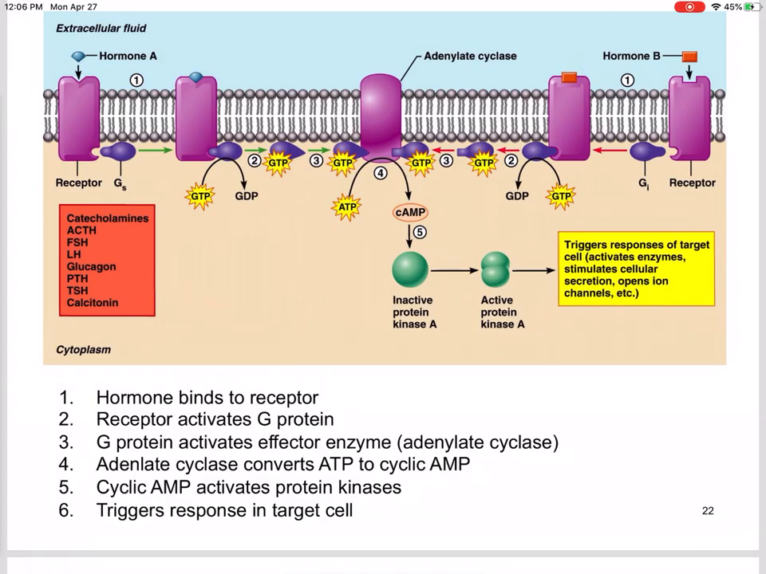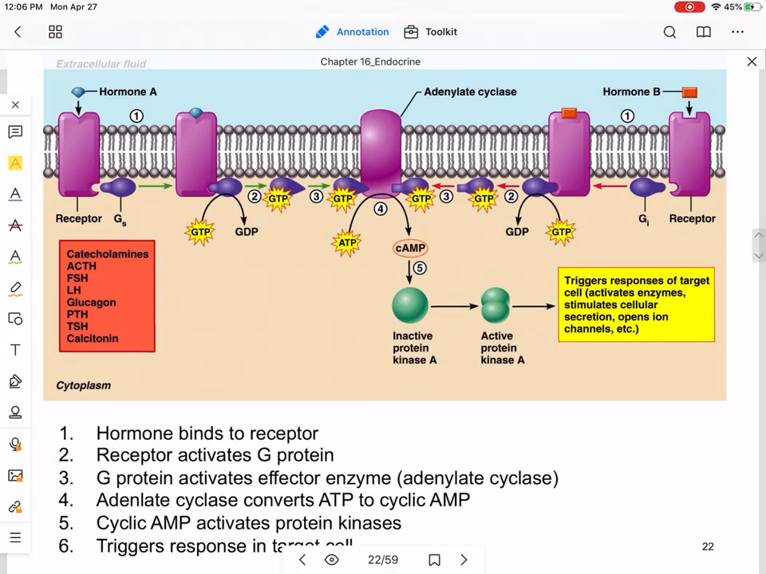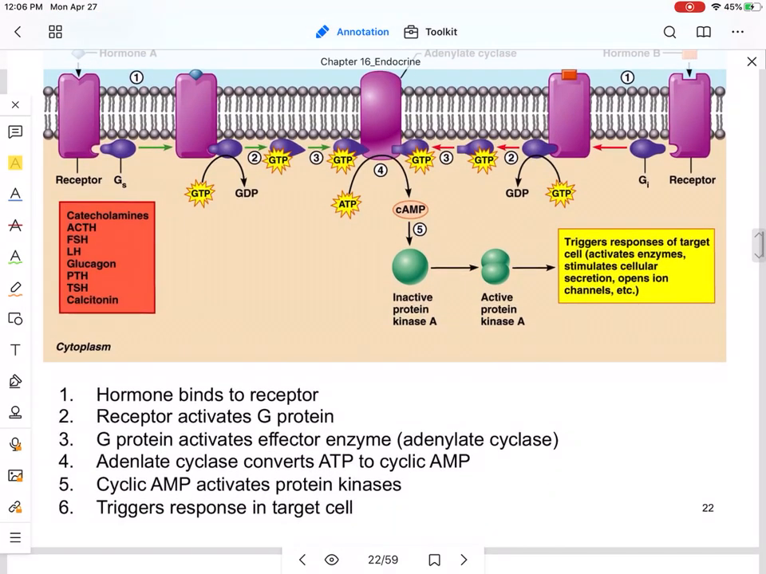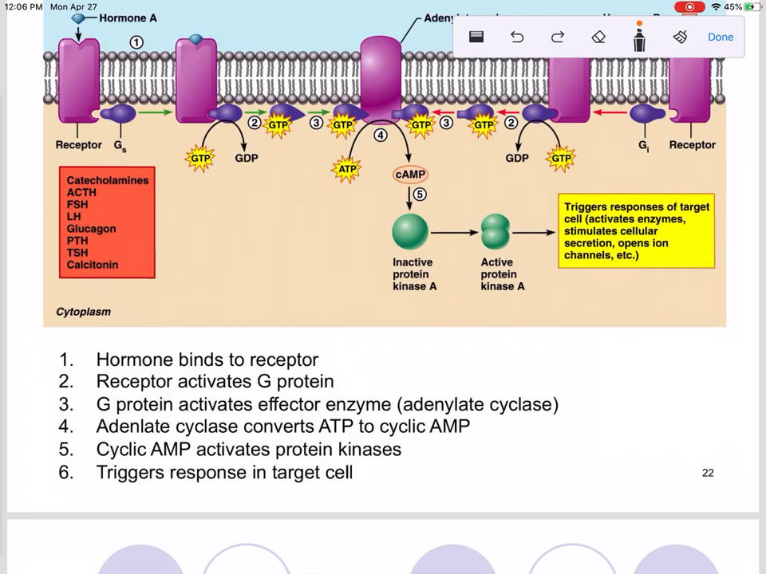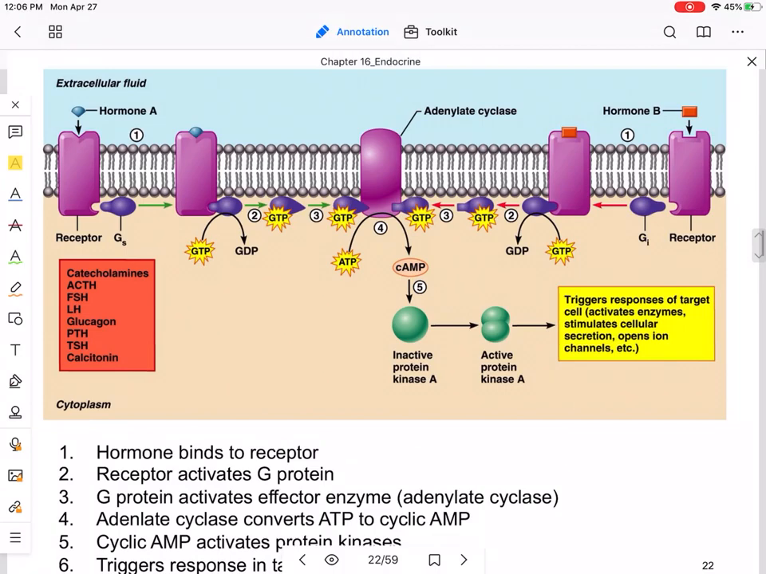And I have a picture, not that you have to know all these steps because you don't. Listen to me, I'm going to be shouting through the computer screen. You don't have to know all these steps. But this is a good visual of a second messenger system.